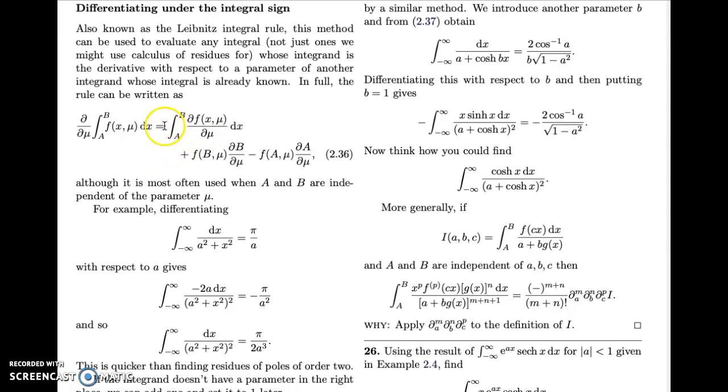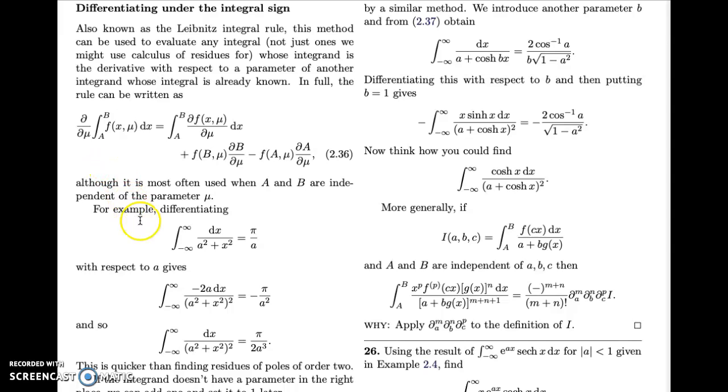That's assuming a and b are both independent of mu. If they're not independent of mu, then you need these extra terms, but normally speaking, especially in complex stuff, a and b are going to be 0 and infinity, or minus infinity and infinity, so you can forget these two bits. But that's basically all differentiating under the integral means. You can interchange the integral sign and the differential, is basically it.